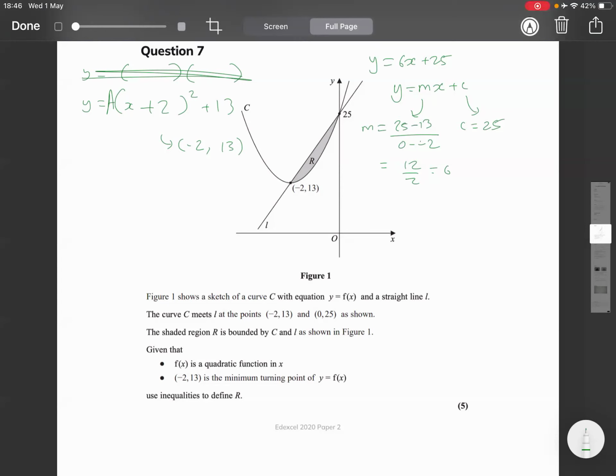We now work out the A by subbing in a coordinate which we know. The only coordinate we know is this one again. We sub in 0, 25. So 25 equals A times 0 plus 2 squared plus 13. 25 equals 4A plus 13. So A equals 25 minus 13, 12, divided by 4, which is 3. So the equation of the quadratic is y equals 3 times x plus 2 squared plus 13.